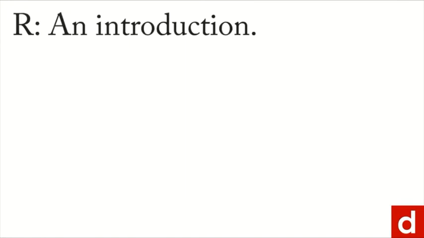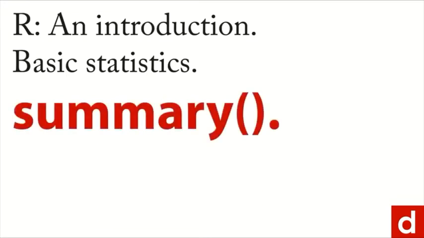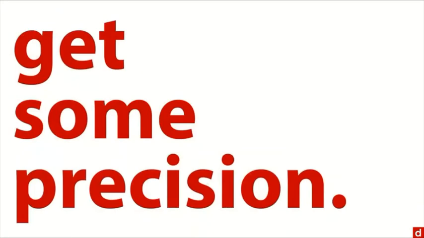Continuing in R and introduction, the next thing we need to talk about is basic statistics, and we'll begin by discussing the basic summary function in R. The idea here is that once you have done the pictures, the basic visualizations, you're going to want some precision by getting numerical or statistical information. Depending on the kinds of variables you have, you're going to want different things.